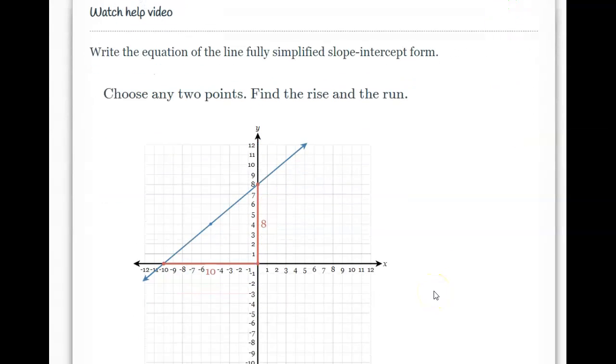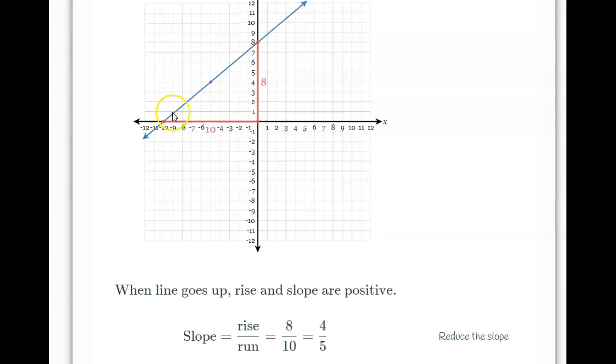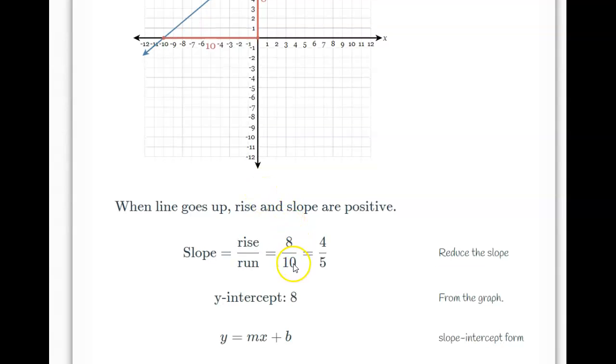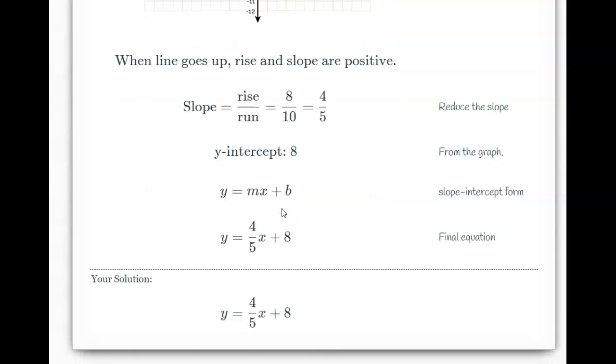Boom. And once again, they did it differently. They went from all the way over here to all the way over there. I would go at the closest point, but if you go up 8 and over 10, up 8 over 10, you have to simplify, so be careful. So 4 over 5, the y-intercept is 8, and you write your equation, and that's it.